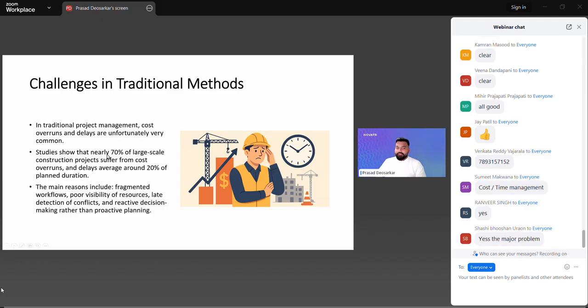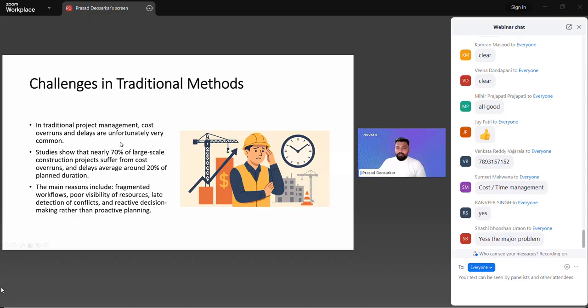Now, studies show that nearly 70% of large scale construction projects suffer from cost overruns, and delays average around 20% of the planned duration, right? So this is a fact that is available on the internet. There are multiple theories, multiple papers being published behind this study, that in most of the projects there's a cost overrun. Okay. You end up spending more than what you should have at your beginning. What you estimated is not what you are actually spending, right? It is a major issue, leading to loss of labor, loss of livelihood, loss of jobs, loss of time. All of these things attribute to these particular issues.